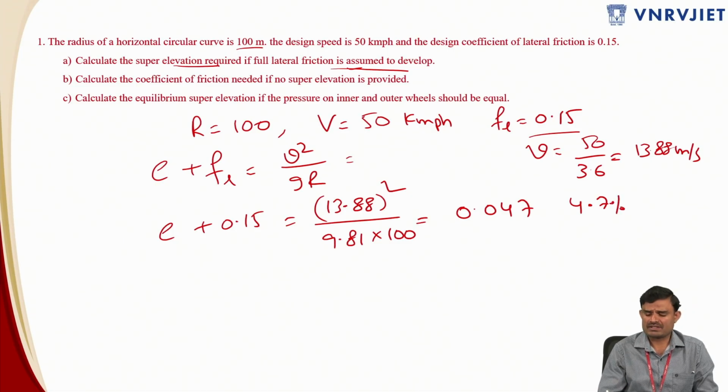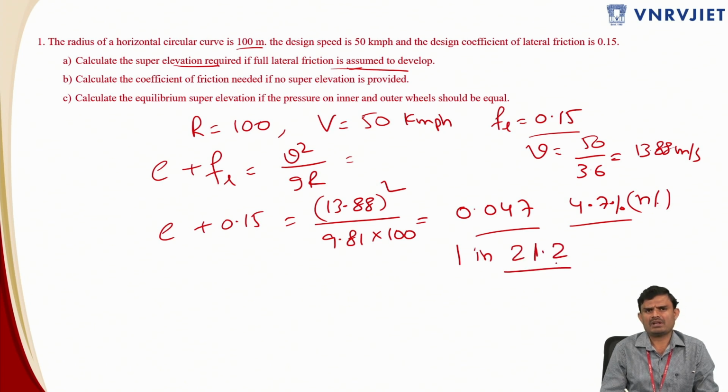We don't bother about the percentage value because we are not going to design, so however much they are getting, that is what you have to mention over here. The slope can be expressed as 1 in n, or small n. This is your small n percentage. Similarly, you can express this as 1 in n. If you convert that, it will be somewhere around 1 in 21.2. It means if you travel for a horizontal distance of 21.2 meters, you are going to have a rise of 1 meter. That is how you provide the superelevation.